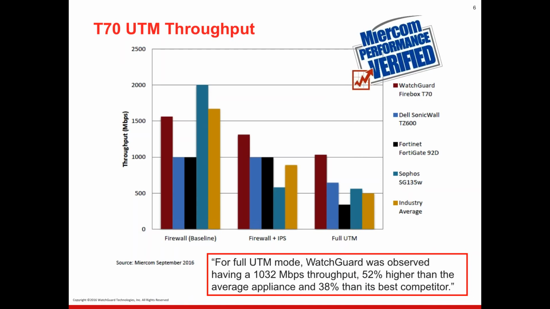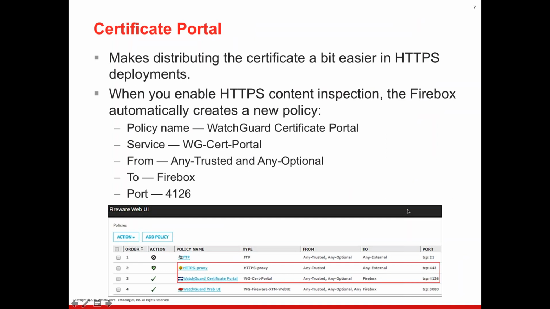As we look at the UTM throughput, that's in full UTM mode. Out of the box, WatchGuard might not be the fastest. However, anyone realizes that once you turn on those security services, you're going to take a degradation of speed, and you can see that right here. With any one service, IPS, WatchGuard definitely remains the leader, 38% higher than its best competitor.